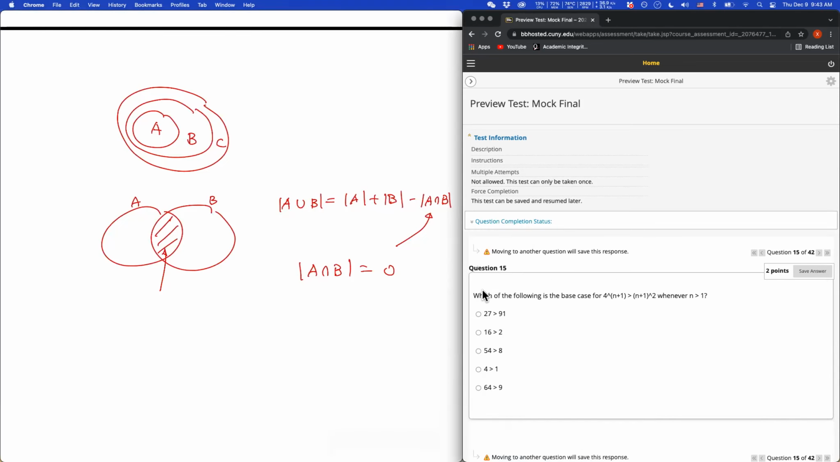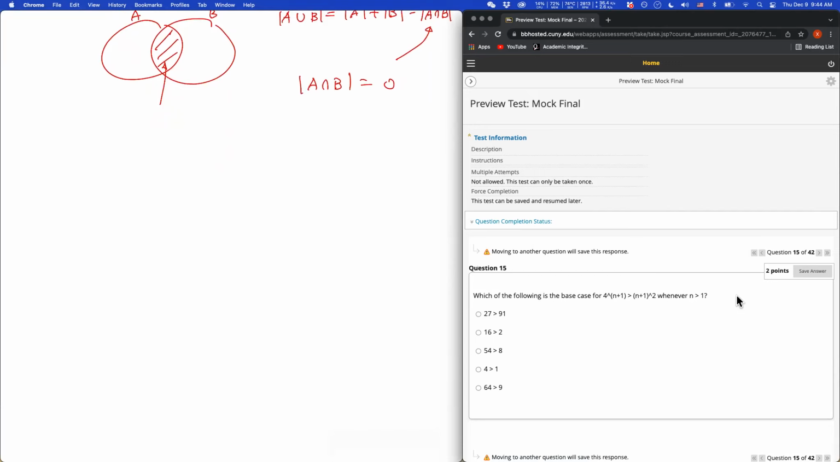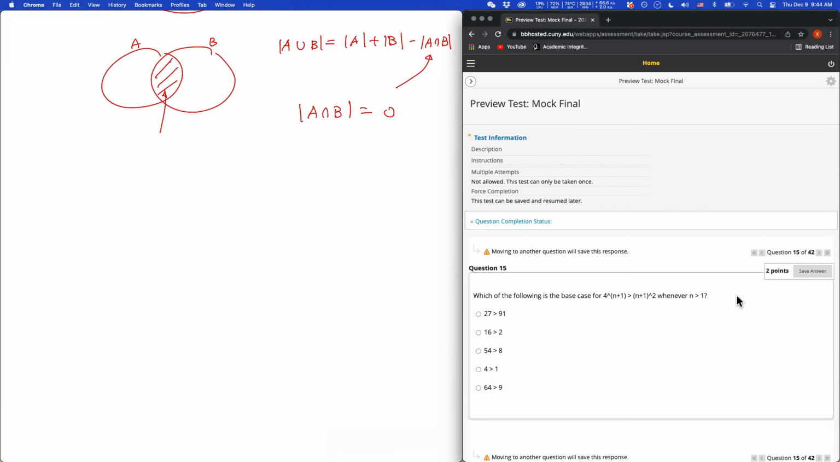Okay, so here it asks, which of the following is the base case for 4 to the n plus 1 is greater than n plus 1 squared whenever n is greater than 1? Well, for the base case, we always check the very first case. Now, the first integer that's greater than 1 is 2. If you substitute 2 in, then you have 4 to the 2 plus 1 is greater than 2 plus 1 squared.